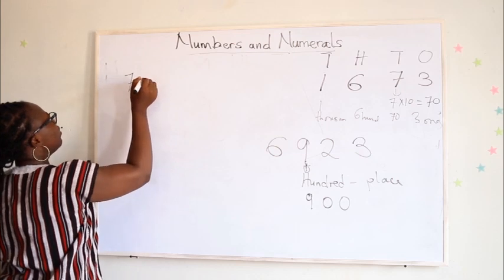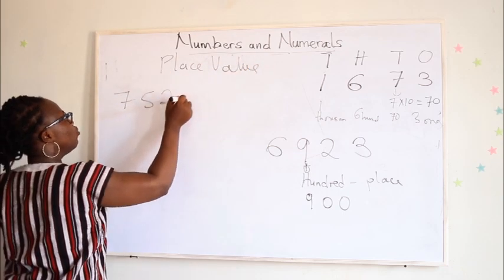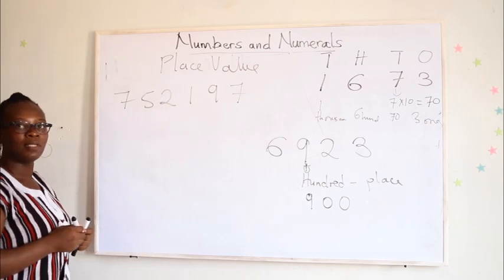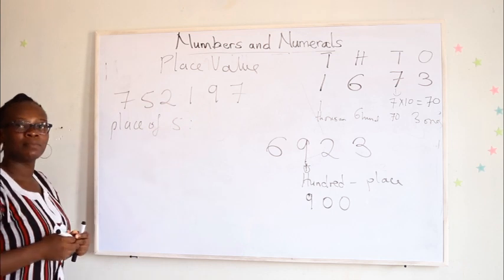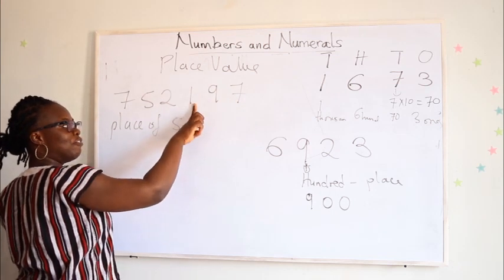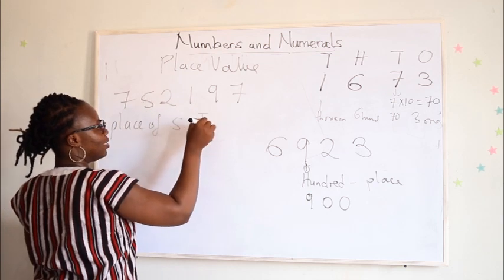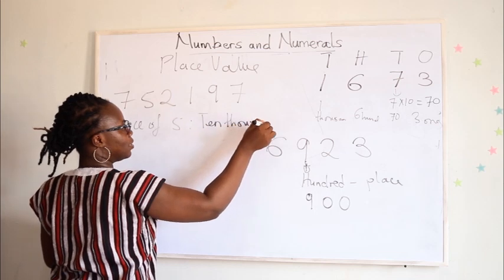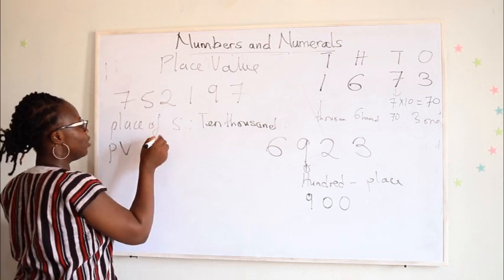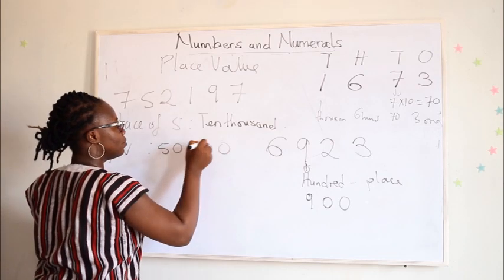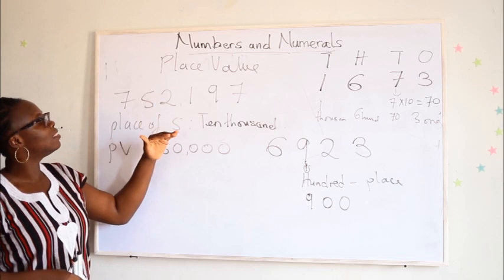Let's take another example. Let's have 7, 5, 2, 1, 9, 7. What will be the place of 5? Ones, tens, 100, 1,000, 10,000. So the place of 5 here is 10,000. That is the place. But the place value, let me represent as PV, is going to be the value of this. So 50 times 1,000, which is 50,000. So that is all for place value.